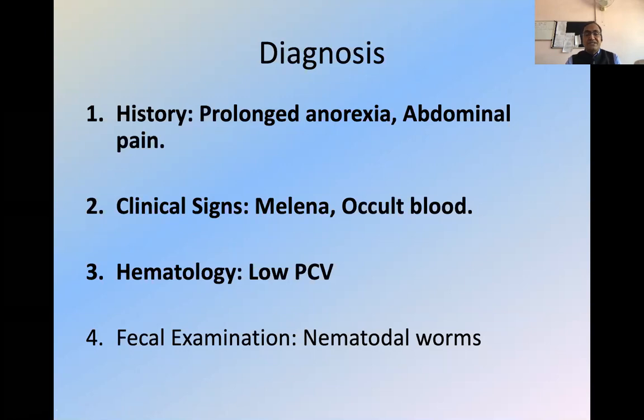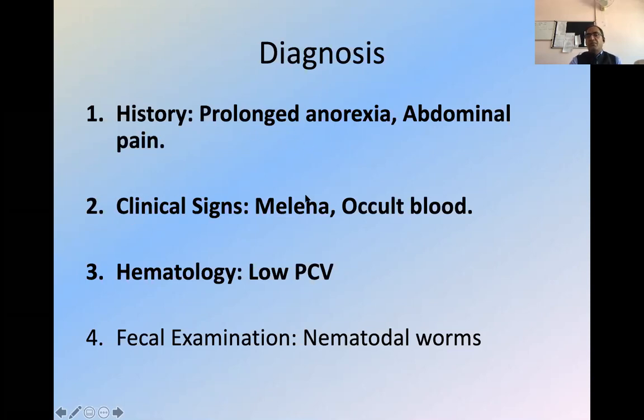That is a different type of disease. But here there will be prolonged anorexia. बहुत लंबे समय से खाना खाने का दिक्कत रहेगा. There will be abdominal pain as evidenced by reluctance to move, grunting sound, and change in posture. So these are some of the history the owner will explain to you. These are the two very important findings.